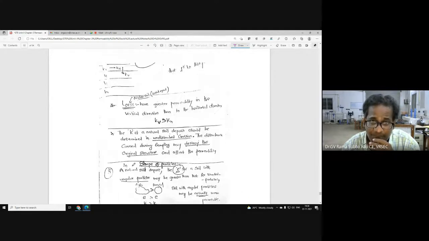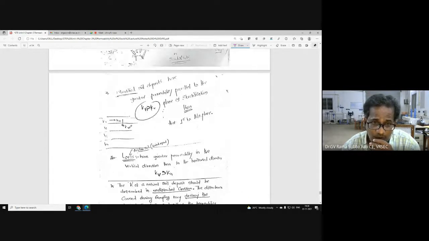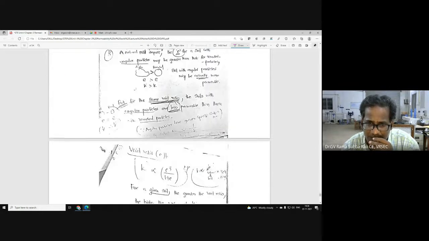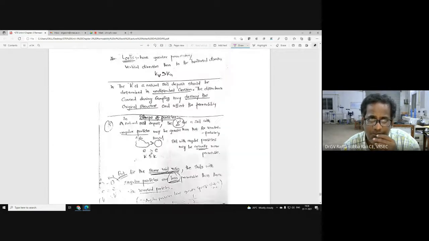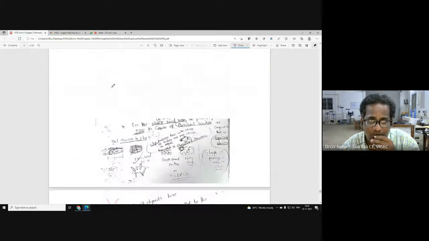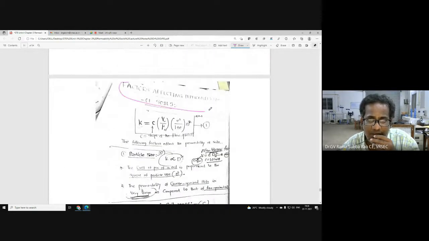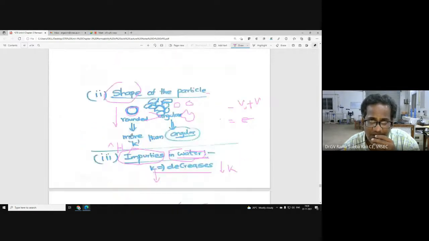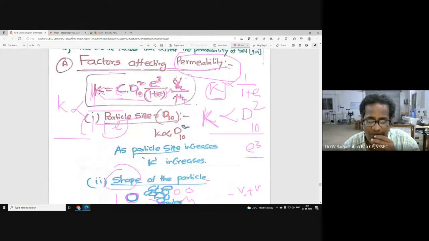And one more thing, as I told you, the direction of flow. We have vertical flow and horizontal flow. I can tell you, permeability in the horizontal direction is more than permeability in the vertical direction. So these are the things I would like to mention in this topic, the factors influencing permeability of soils. Very important topic. All of you have a look.